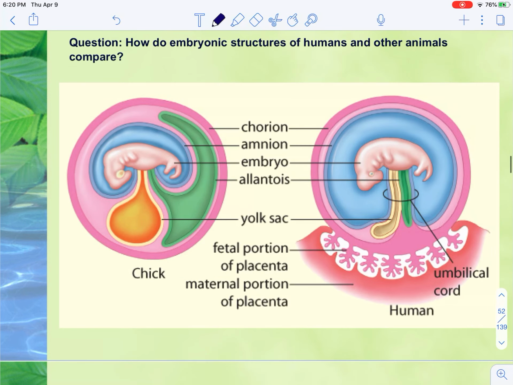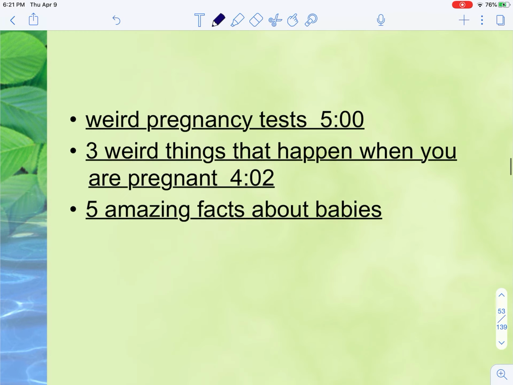The difference from an egg is that the yolk sac is nutritive in an egg, and in humans it is not. In humans we are attached to the endometrium, and interestingly we still have structures that are similar, like chorion, amnion, and allantois with similar functions.